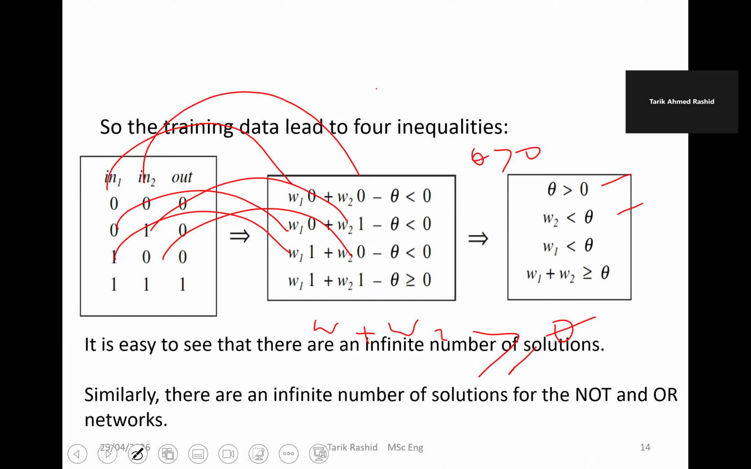Let's assume that theta is 0.5 and W1 is less than theta. Let's call it 0.3.